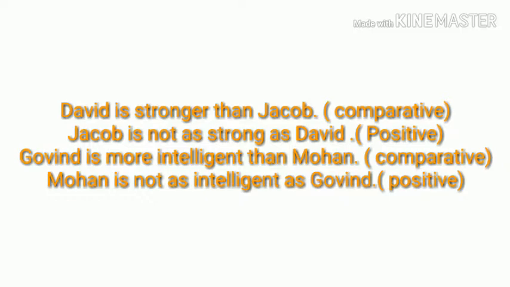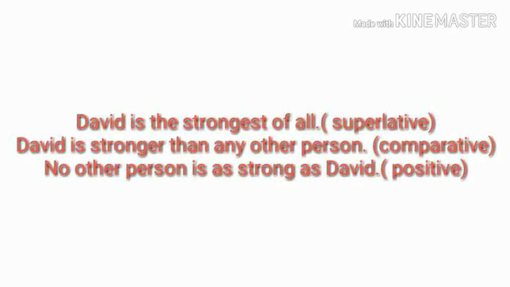Now let us observe the third sentence. Govind is more intelligent than Mohan. Here we did not add er to make the comparative adjective. Instead of that, we use the word more for making the comparative adjective because the word intelligent has four syllables. So we have to use more in comparative degree. When the comparison is more than two, then we have even superlative degree also.